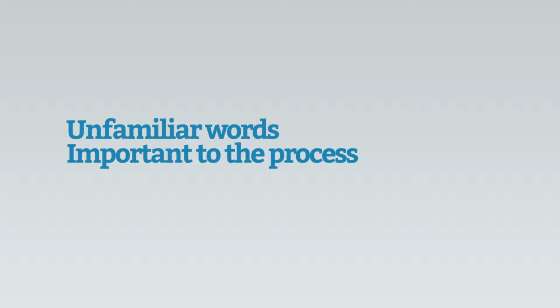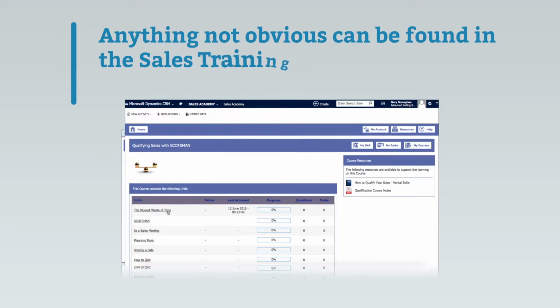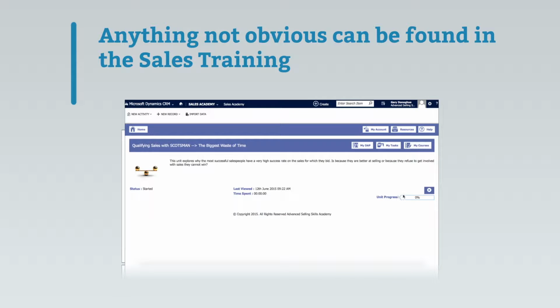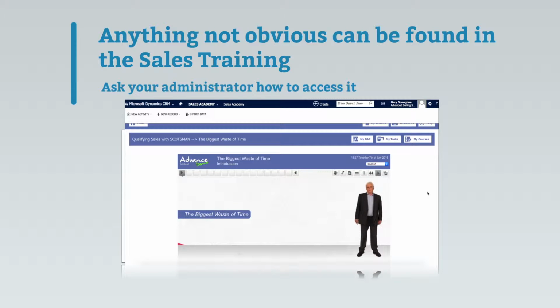There will be a number of words that you may or may not have come across before that are important to the process and will be explored in context as we work through the scenario. Anything not obvious can be found in the sales training that comes with the SCOTSMAN Commitment Manager. Contact your administrator for more details about how to access it.